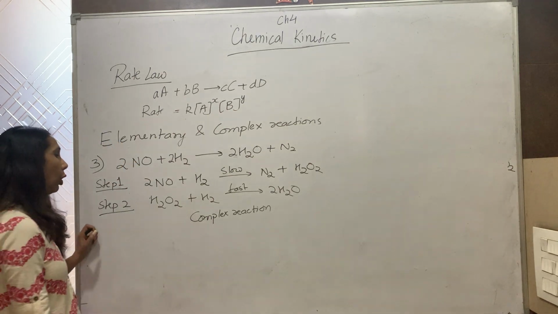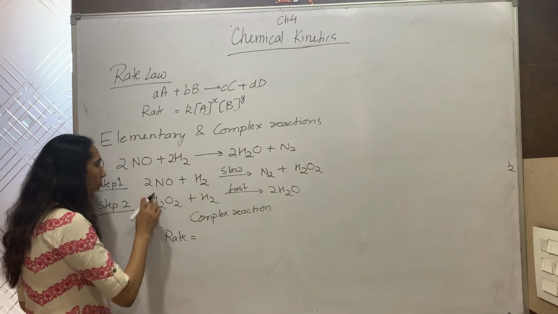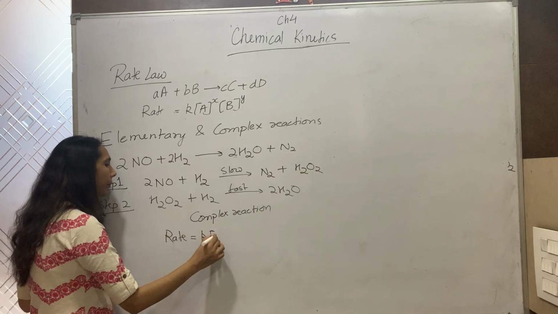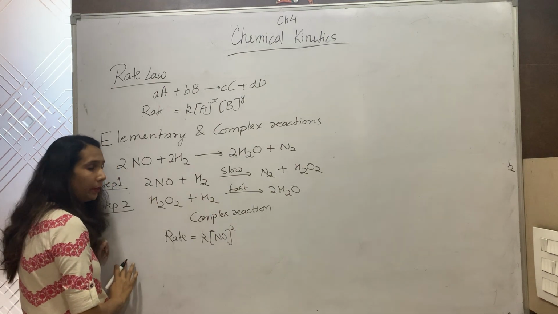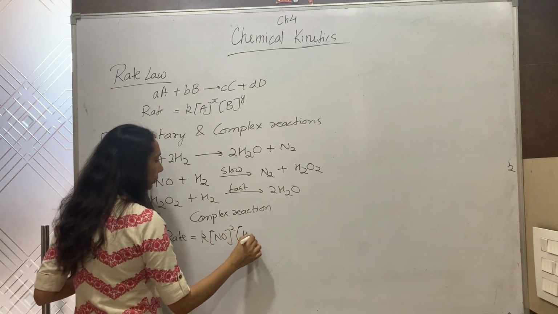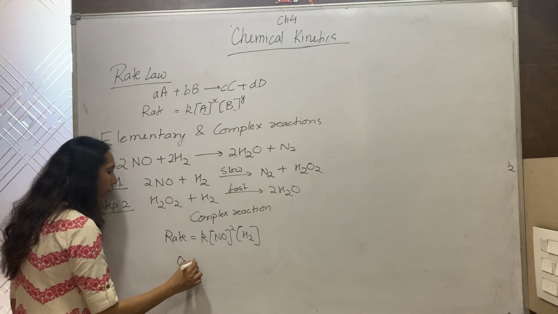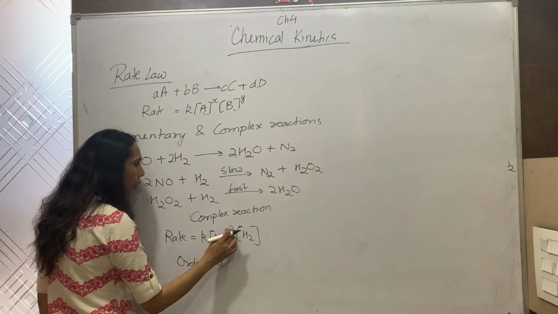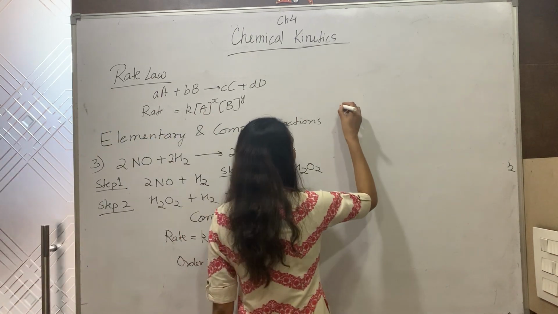And the rate law can be written on the basis of the slow step. The rate is equal to K [NO] to the power 2, because it is 2NO written here, and [H2]. And the order of reaction will be equal to 3. 2 plus 1, 3. Let us take one more example.